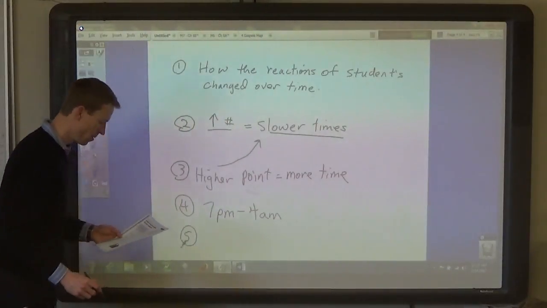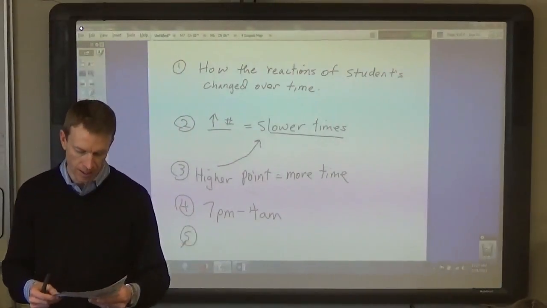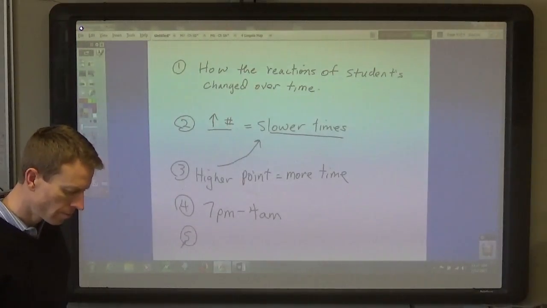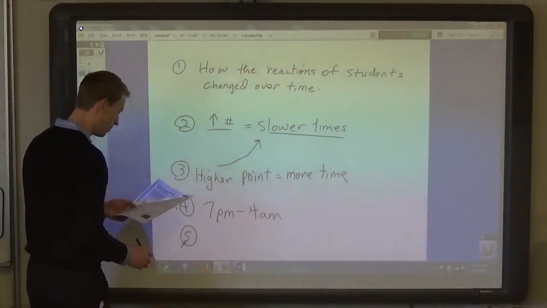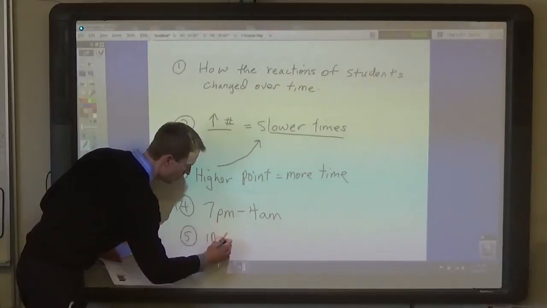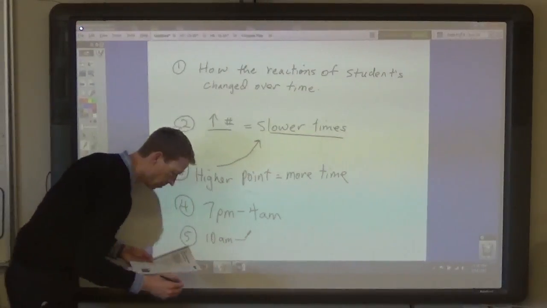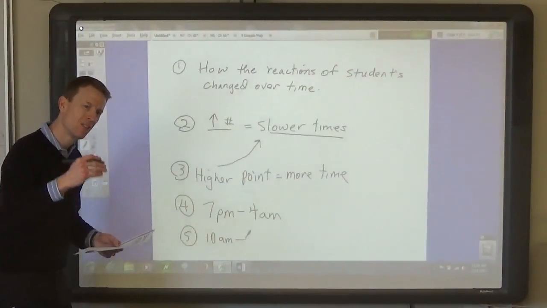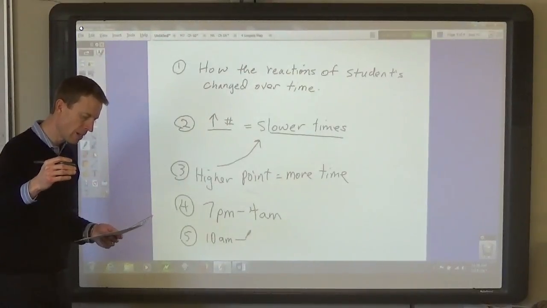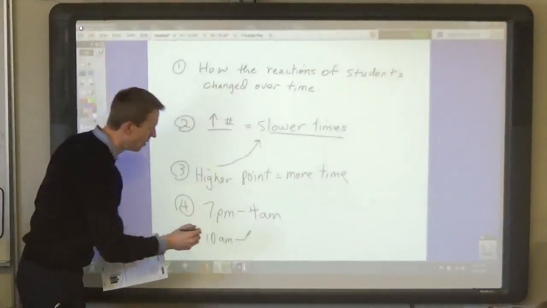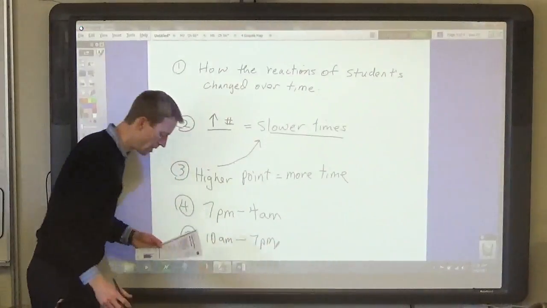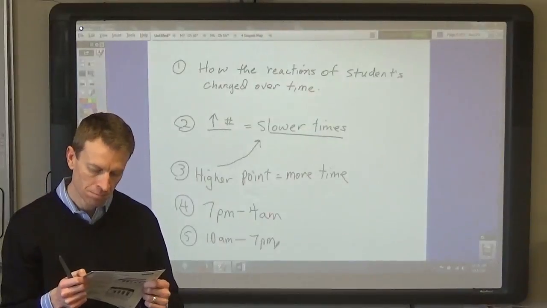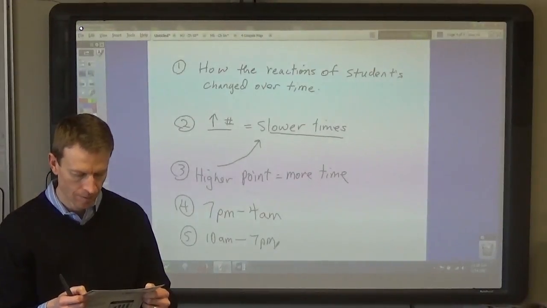Number 5, between what hours does the graph stay level, where reaction times are fairly level? 10 a.m. to 7 p.m. They go up and down a little bit, but during that time they pretty much stay the same. They're only changing by half a second.